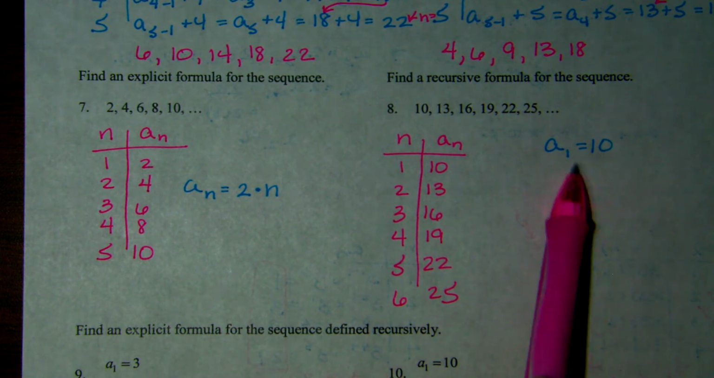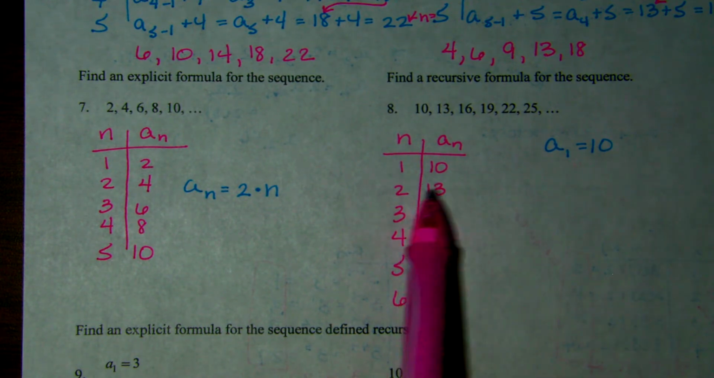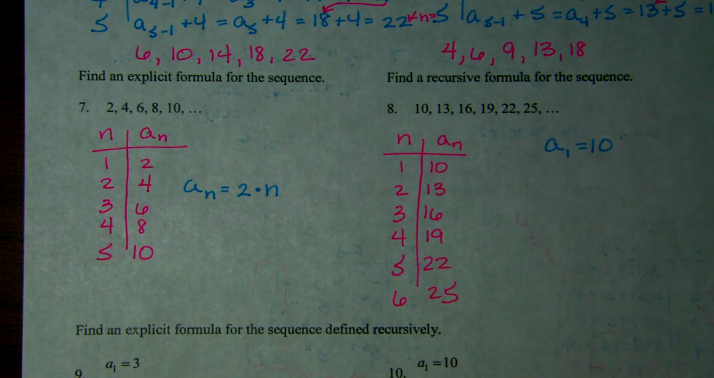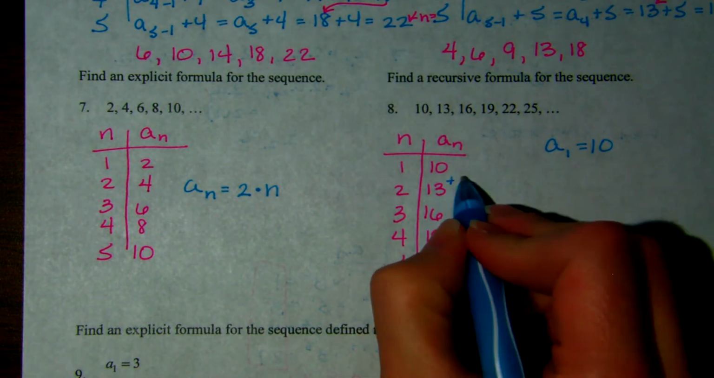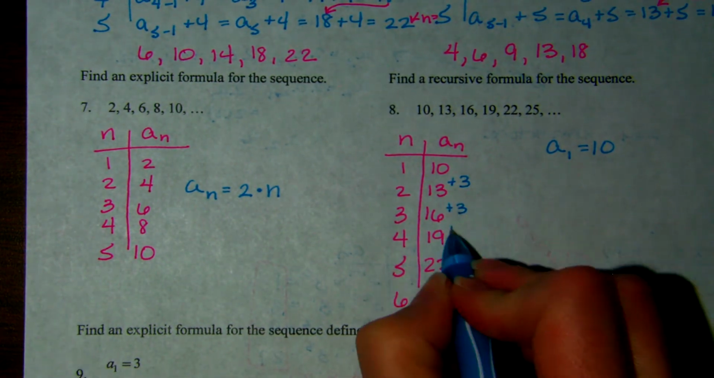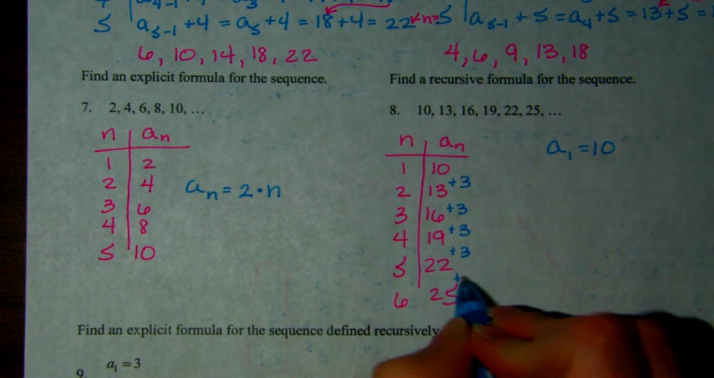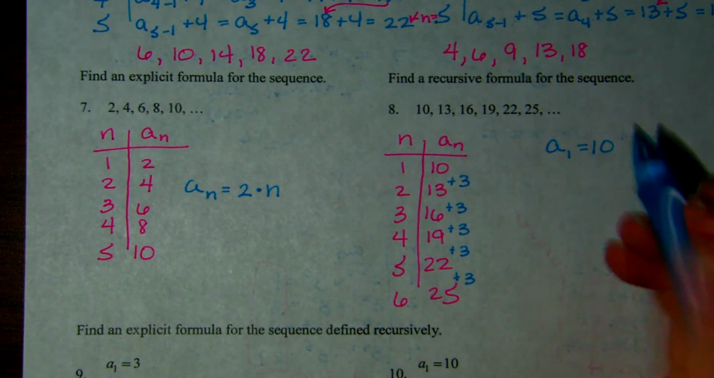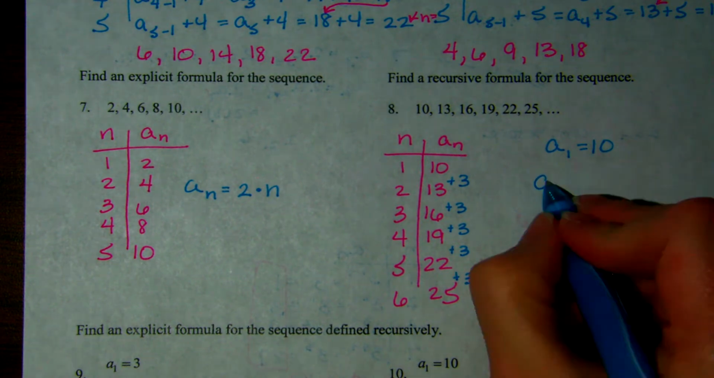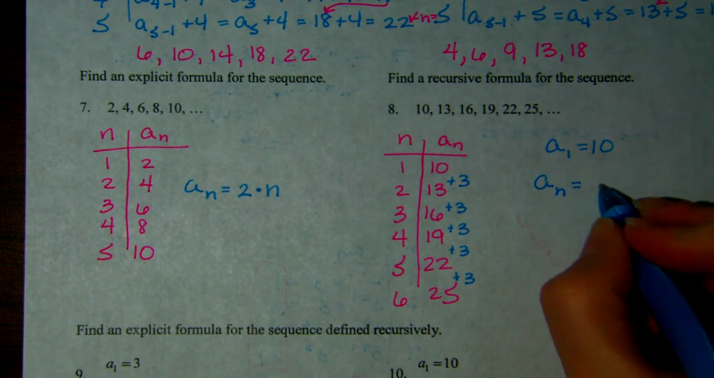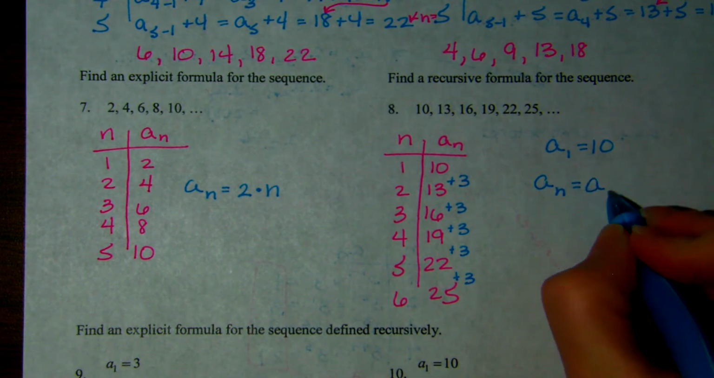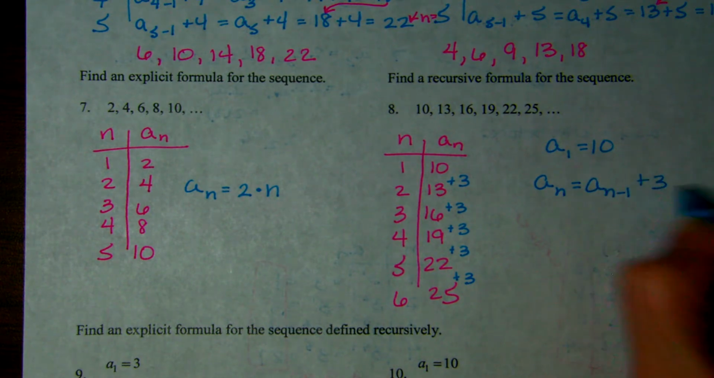And if I have that first term, if I know that I'm starting at 10, then it's fairly easy to see that for each term afterwards, we just add 3. And so if I know that I start at 10, I can just say, well, the next term is the previous term, so A sub n minus 1 plus 3.